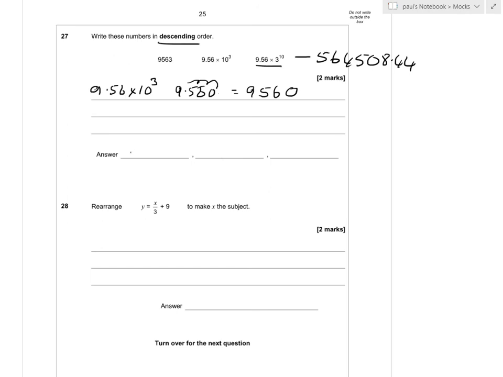So this one's the biggest, 9.56 times 3 to the 10. Then 9563... 9560. This one's the next one. 9563 and 9560. Okay.